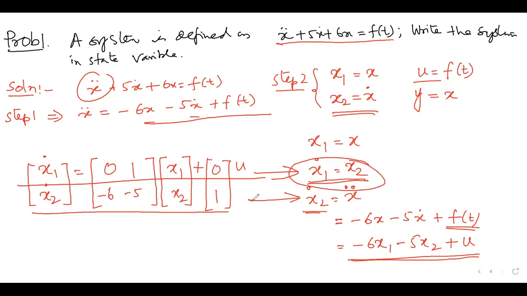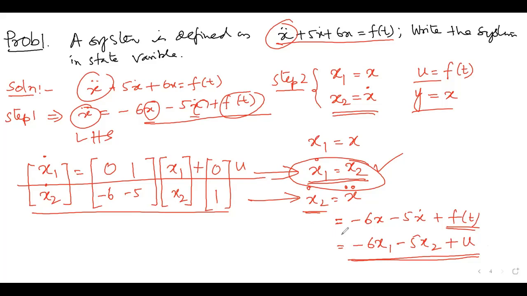Okay, the first step is writing the highest order derivative on the left hand side, then selecting the states, selecting u as the input and y as the output. Then you represent this equation. This is a second order equation, so we'll write it as two first order equations. So x1 equal to x, therefore x1 dot equal to x2. Now x2 equal to x dot, that means x2 dot equal to x double dot, which is again minus 6x1 minus 5x2 plus u.